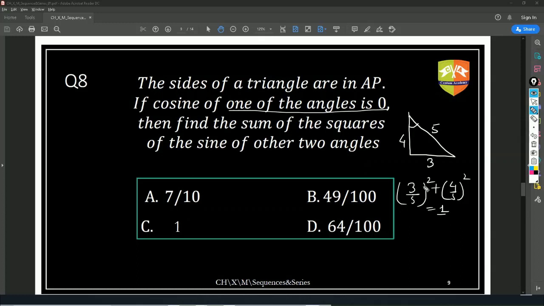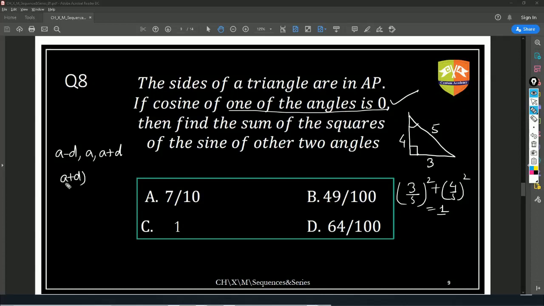Hardly 10 seconds. But if you wanted to solve it through AP, then the sides are A minus D, A, and A plus D. After ascertaining that this is 90 degrees, let the sides be A minus D, A, A plus D. Okay, so what is this? So this will obey.